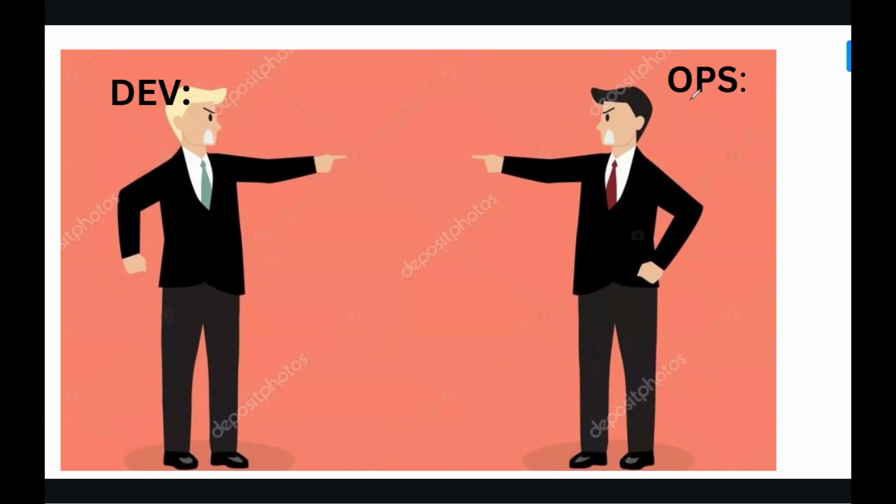So once the application has failed in the server, the operational team will say to the development team, our application has failed in the server, our application contains bugs, our application contains errors. These types of reasons the operational team will say to the development team.